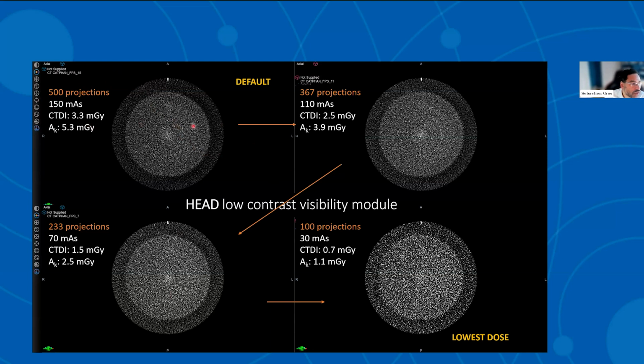And if you follow the arrows, you lower the projections to 367, that's about a 25% reduction, then 50% reduction, and about 75% reduction. The main observation is that you can barely see the contrast targets here, and you increase the noise, basically, when you lower the dose.